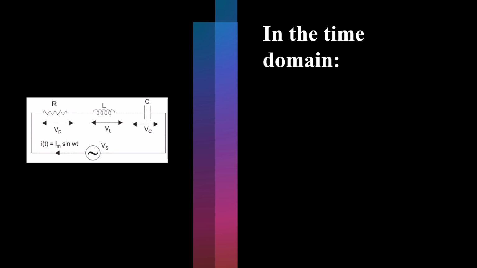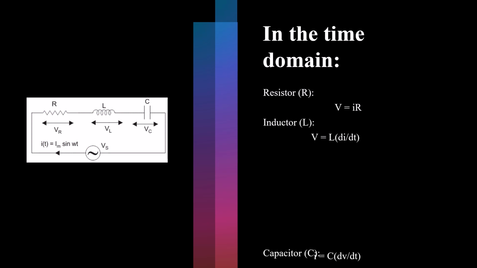In the time domain, how do we represent this? First we will go step by step. For the resistor, there is no variation with respect to time, so V equals IR. There is no change. But the inductor varies with respect to time, so the voltage is represented as V equals L di by dt. In the same way, for the capacitor, I equals C dV by dt. These are all the basic formulas.